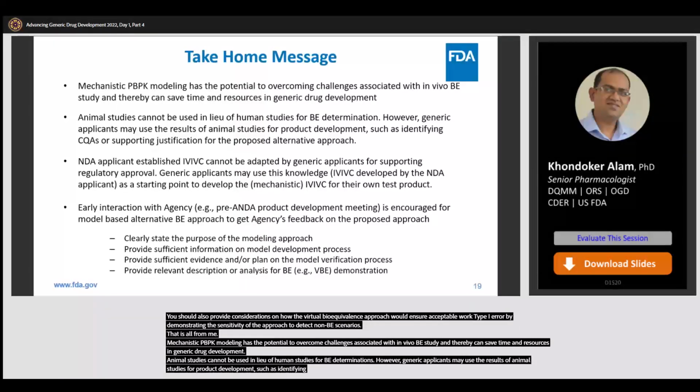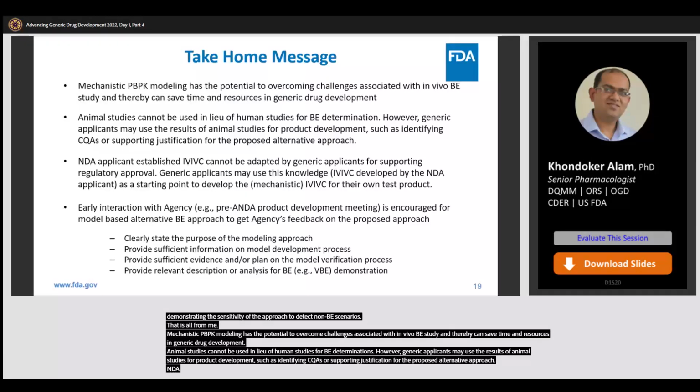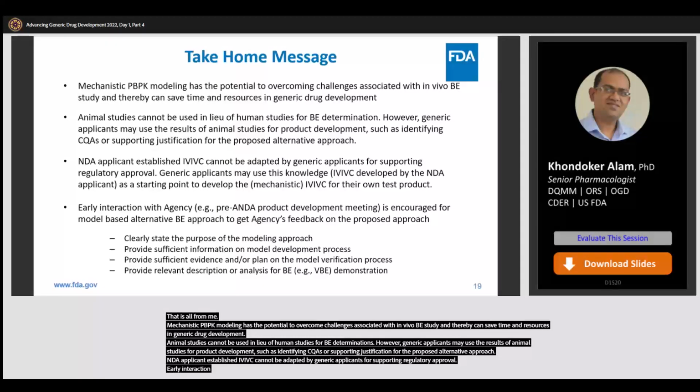An NDA applicant's established IVIVC cannot be adopted by generic applicants for supporting regulatory approval. Generic applicants may use this knowledge as a starting point to develop the mechanistic IVIVC for their own test product. Early interaction with the agency is encouraged for a model-based alternative bioequivalence approach to get the agency's feedback on the proposed approach.